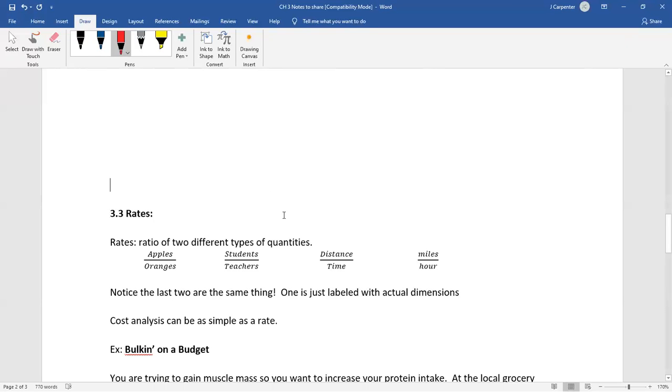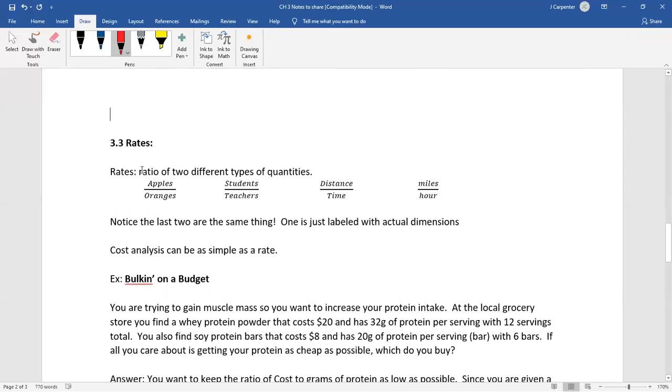Whatever. Okay, so rates are a ratio of 2 different types of quantities. So rates have to be 2 different types of quantities to call it a true rate. Now, yes, in the world, you can call a rate a ratio of 2 of the same thing, and you can let that slide in the same way that when I say it's 72 degrees outside, that's not technically correct. It's 72 degrees Fahrenheit outside.